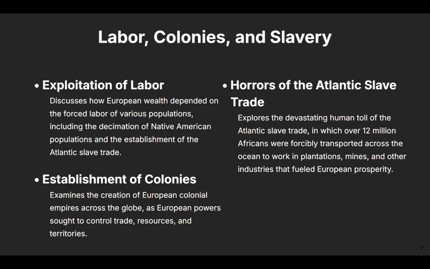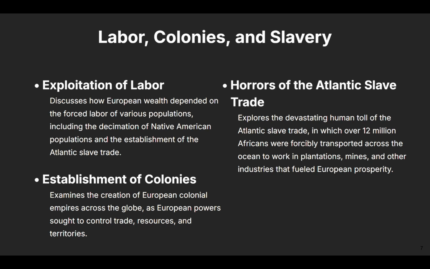European wealth depended on labor. Plantations and mines demanded workers, but native populations were devastated by disease. So began one of history's darkest systems, the Atlantic slave trade. Over 12 million Africans were enslaved and transported across the ocean. Their forced labor powered sugar plantations, silver mines, and cash crop economies that enriched Europe.